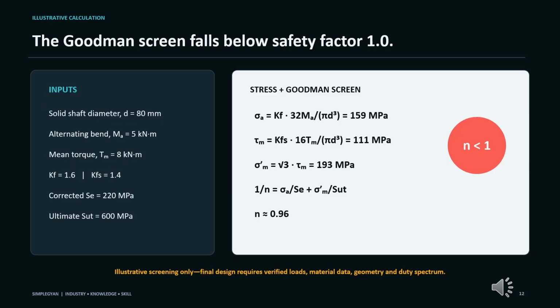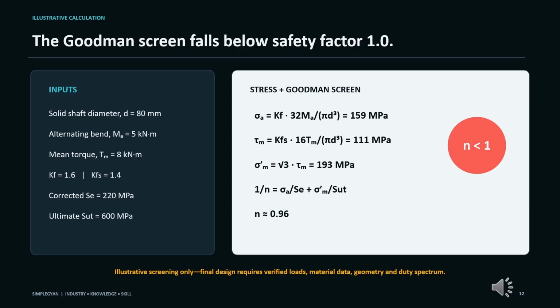Now we screen the cyclic load. For an illustrative 80 mm solid shaft, take a fully alternating bending moment of 5 kN and mean torque of 8 kN. Apply fatigue concentration factors for the keyway and shoulder. The alternating bending stress is about 159 megapascals. The corrected mean torsional stress converts to about 193 megapascals equivalent normal stress.